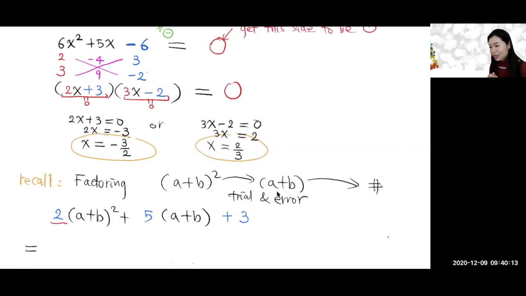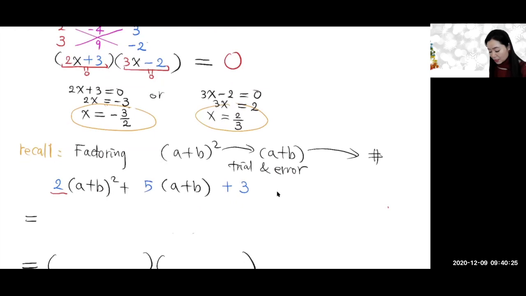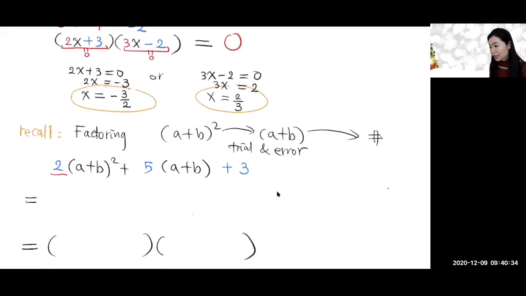Now we do something more challenging, okay? So do you guys remember how we factor a trinomial like this, okay? So this one here is in the form of (a plus b) squared and then (a plus b) and then a number, right? So for this trinomial, what kind of method to factor? You can try error again, okay? So we can use trial and error, okay? I already put it down here. Let's try error over here, okay?